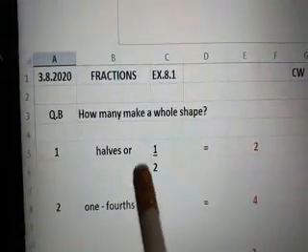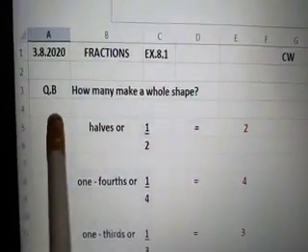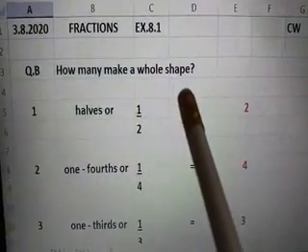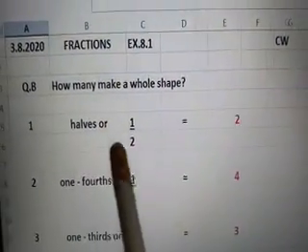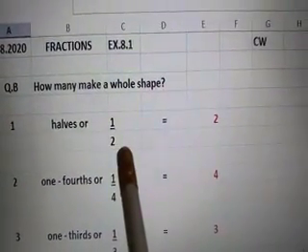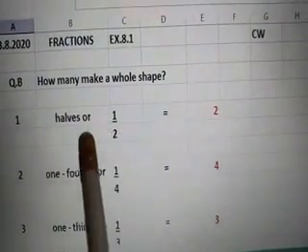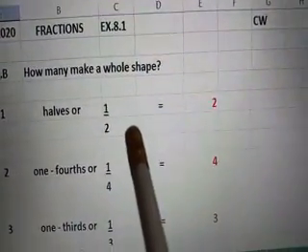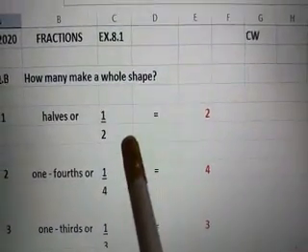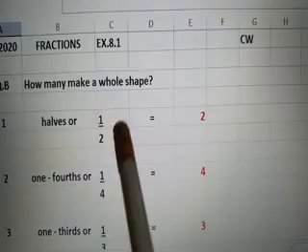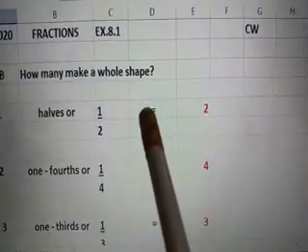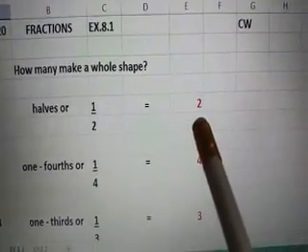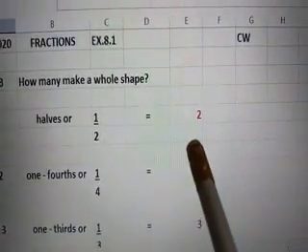Now come to the exercise 8.1, and question B is, how many make a whole shape? Halves or 1 by 2 means the shape has been divided into 2 parts. Because denominator is 2 means shape has been divided into 2 parts and the fraction is 1 by 2. How can we make a whole shape? Just now we have studied कैसे ये whole shape बन जाएगी? When numerator and denominator becomes equal, the fraction becomes whole shape. So we write 2 here. 2 upon 2 means one full shape.